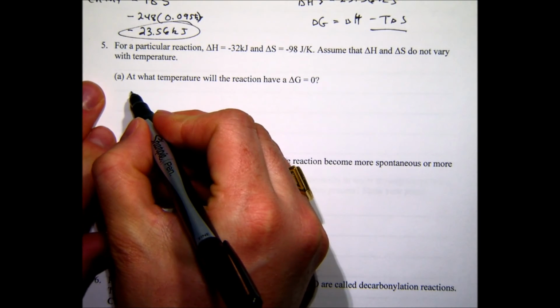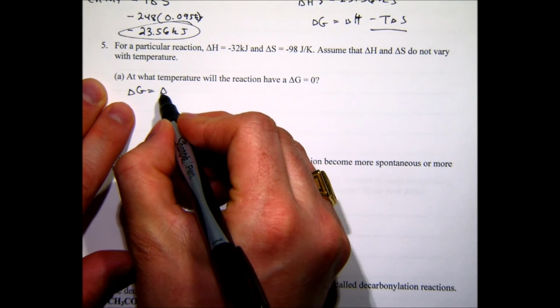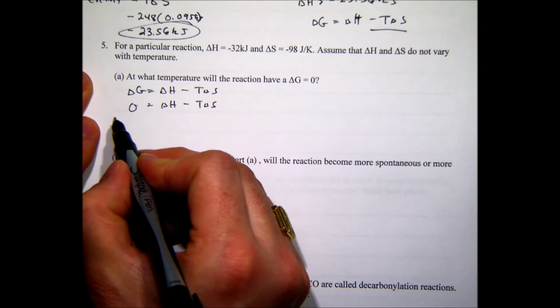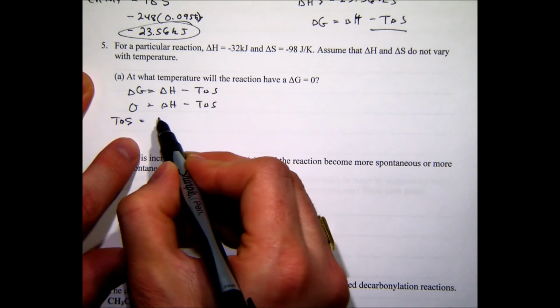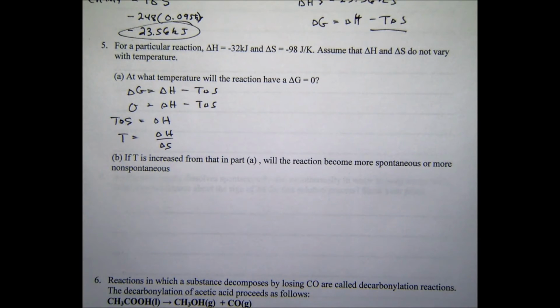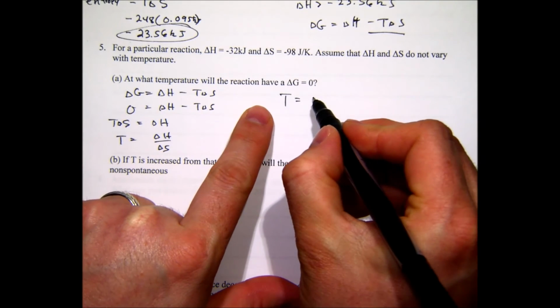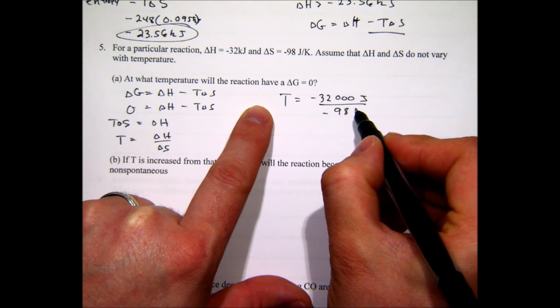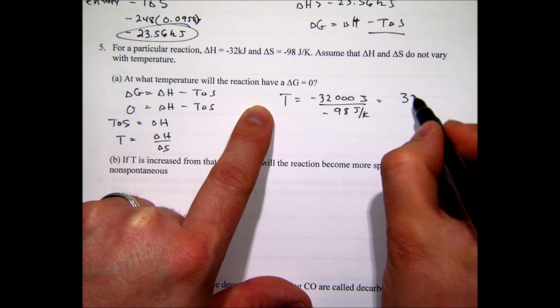For a particular reaction, delta H is minus 32 kilojoules and delta S is minus 98 joules per Kelvin. At what temperature will delta G equal 0? So delta G is equal to delta H minus T delta S. So 0 equals delta H minus T delta S. T delta S is equal to delta H. T is equal to delta H over delta S. So we just rearrange that equation, solving for T, set G to 0. So T is equal to negative 32,000 joules divided by negative 98 joules per Kelvin, and we get 326 Kelvin.